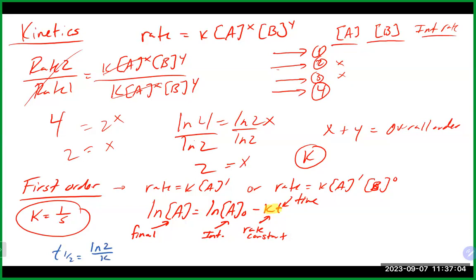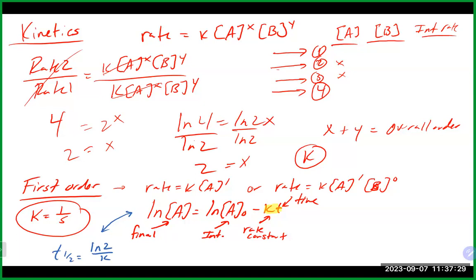Natural log 2 is 0.693 divided by the rate constant there. And again, sometimes you may have to use both of these equations together. That's usually a case where maybe they give you the half-life, but not the rate constant. So a lot of times you'll use the half-life equation to figure out the rate constant, and then you can use the integrated rate law to figure out whatever you may be looking for.